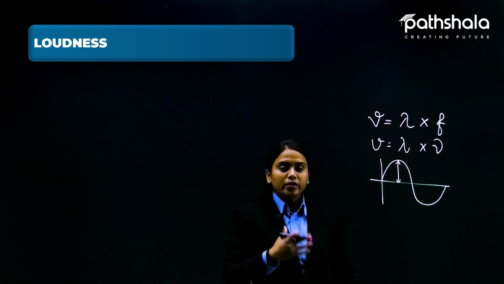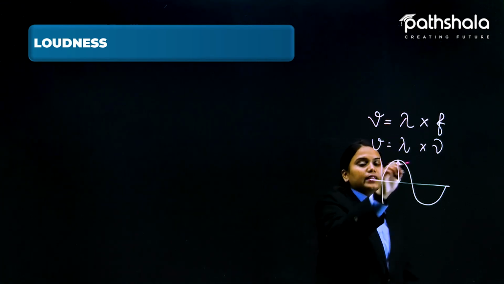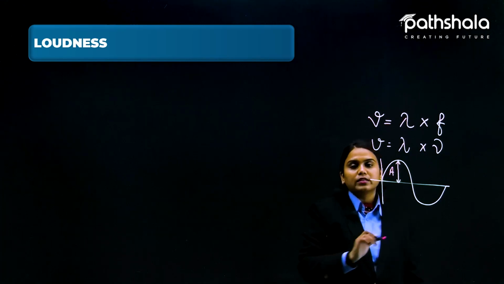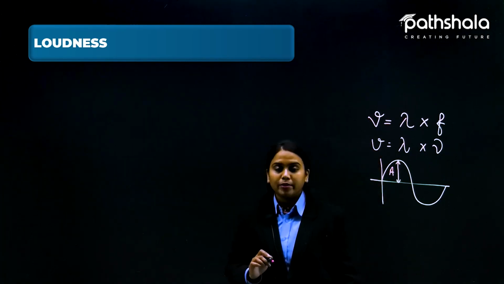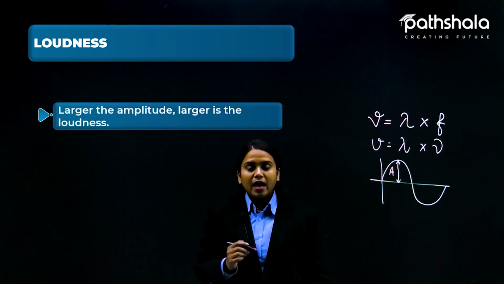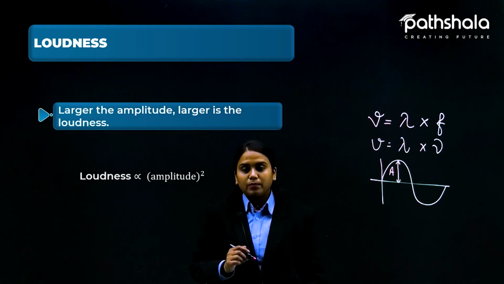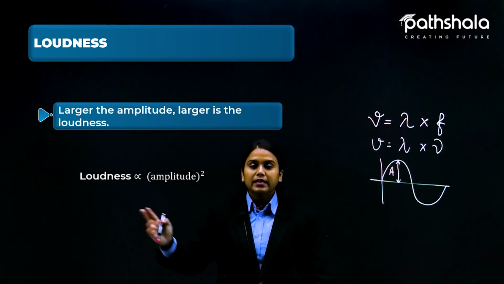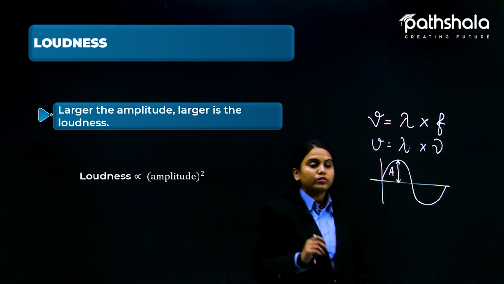Here we are not going to take this thing, but we are going to discuss the amplitude part. This is the amplitude. Loudness depends on amplitude only. The larger the amplitude, the larger the loudness. Loudness is directly proportional to the amplitude squared.